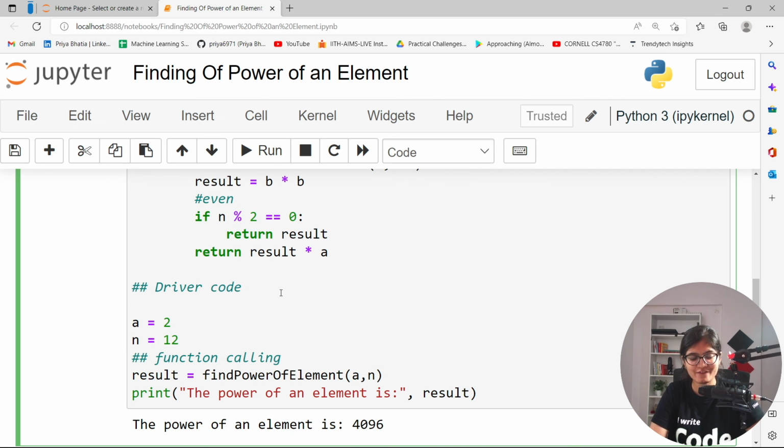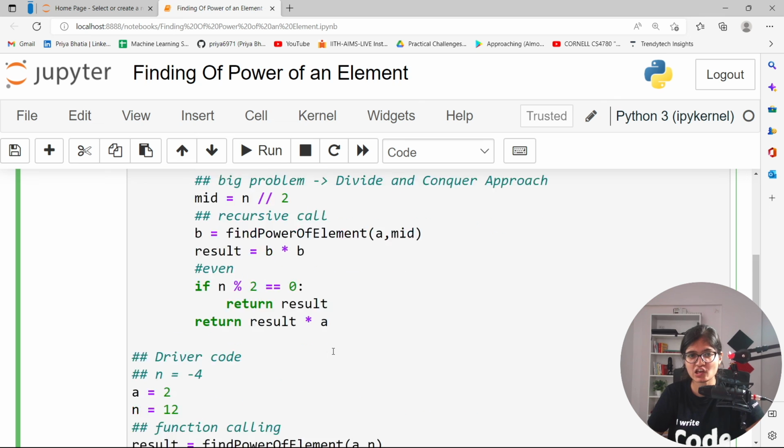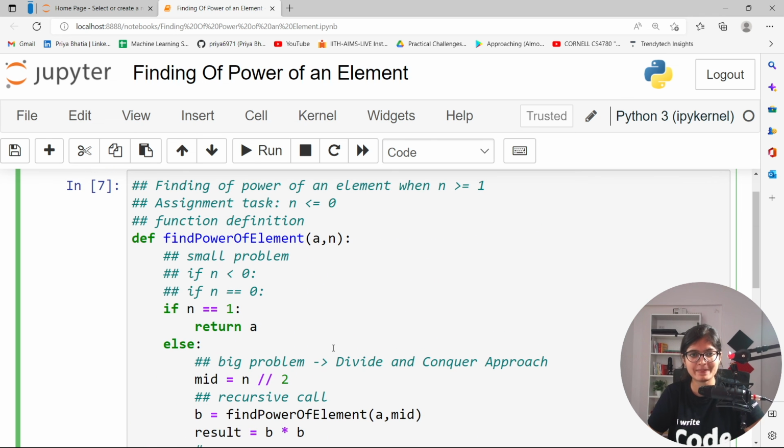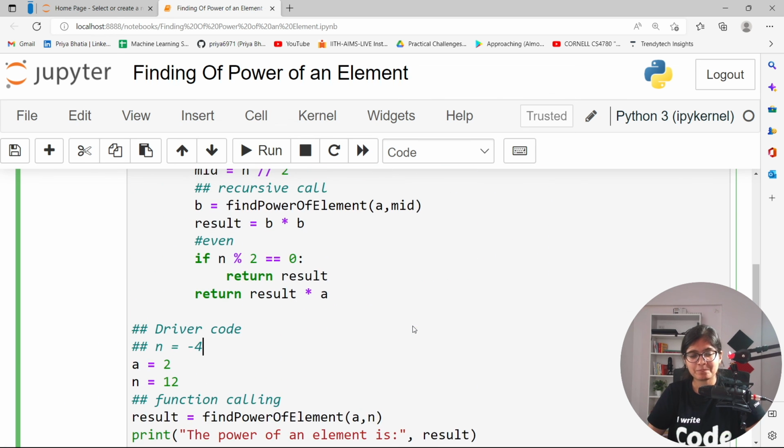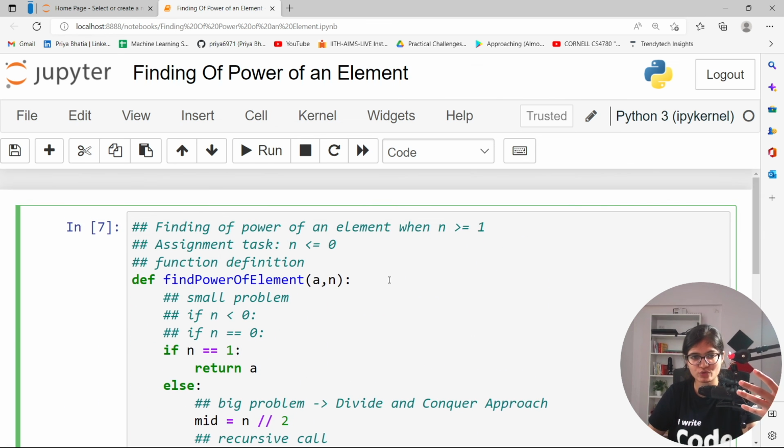For example, if I enter the value of n as -4, your code should give me the answer. So that is your assignment task. I think it's quite simple because I have already talked about the logic for the same. Let's see who will be able to give me the correct response for that. But I hope now I'm making sense to everyone.